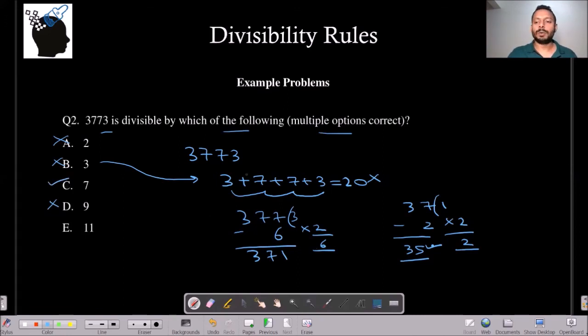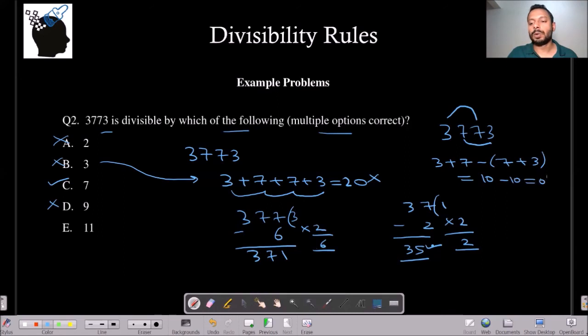Let's try with 11 now. So the number is 3773. These are the odd places. These are the even places. Sum of odd places is 3 plus 7, minus the sum of even places, 7 plus 3, which is nothing but 10 minus 10, which is nothing but 0. And we know 0 is divisible by 11. That means 3773 is divisible by 11. So the correct answer choices are C and E.